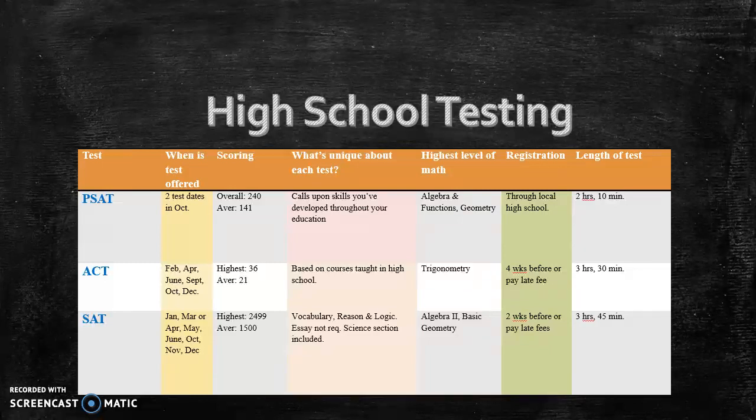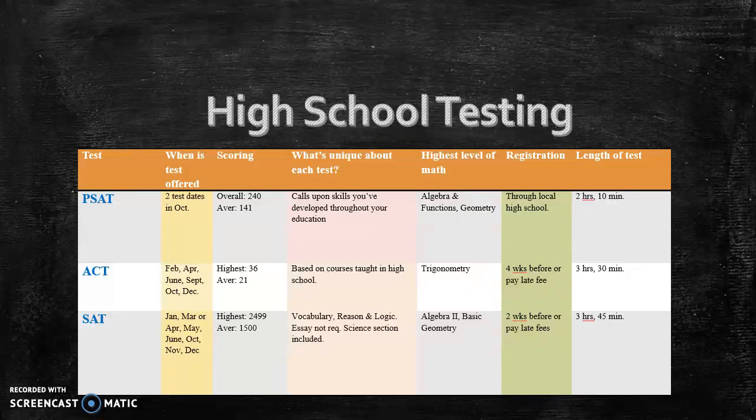The ACT, I'm going to go back to the PSAT. It's usually offered for 10th graders. So 9th and 10th graders, you want to make sure that your kids get registered in plenty of time to take that test. The ACT is offered February, April, June, September, October, and December. The highest score is 36 and the average is 21. It is based on courses taught at a high school level, and the highest level of math is trigonometry. You need to register 4 weeks before the deadline for whatever month you're going to take the test in, or you do have to pay a late fee, and it's almost double what the cost of the test is. It's 3 hours and 30 minutes long.